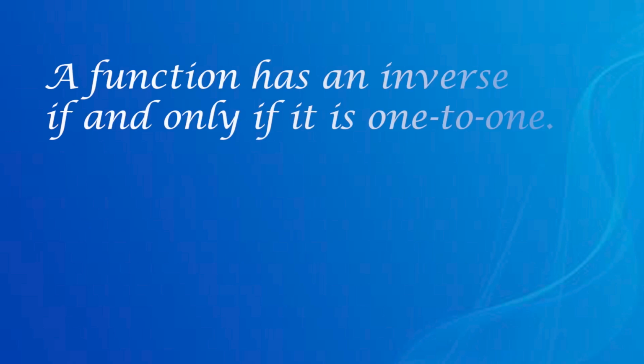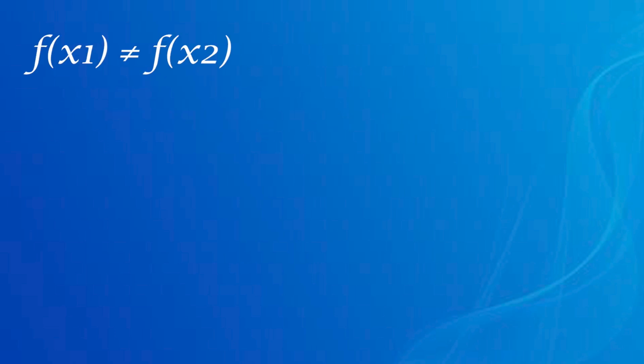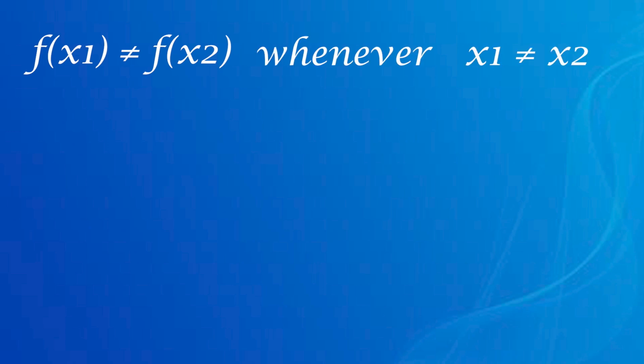So, a function has an inverse if and only if it is one-to-one, short and precisely. We call that function invertible because it has an inverse. Then when is a function invertible? If and only if it is a one-to-one function. One-to-one means f of x1 is not equal to f of x2 whenever x1 is not equal to x2.